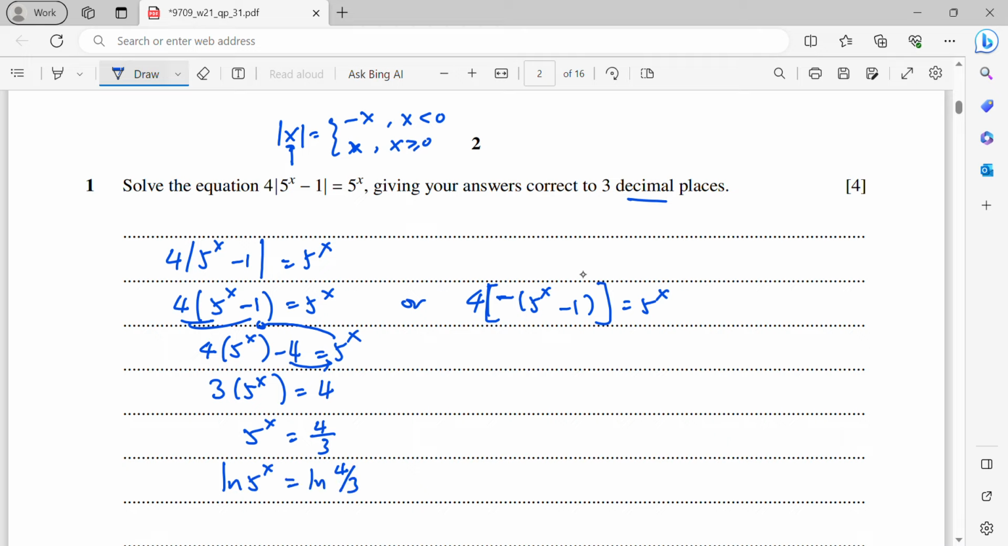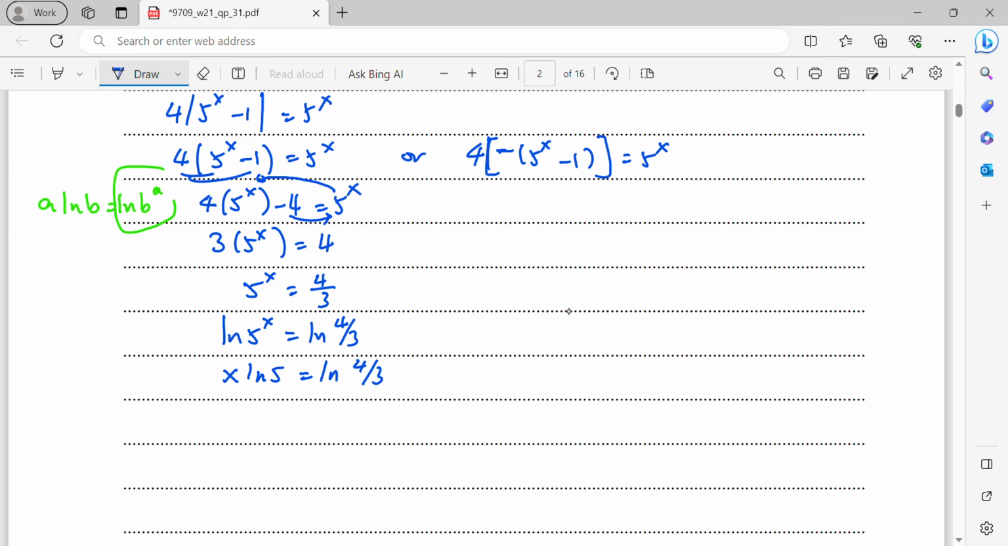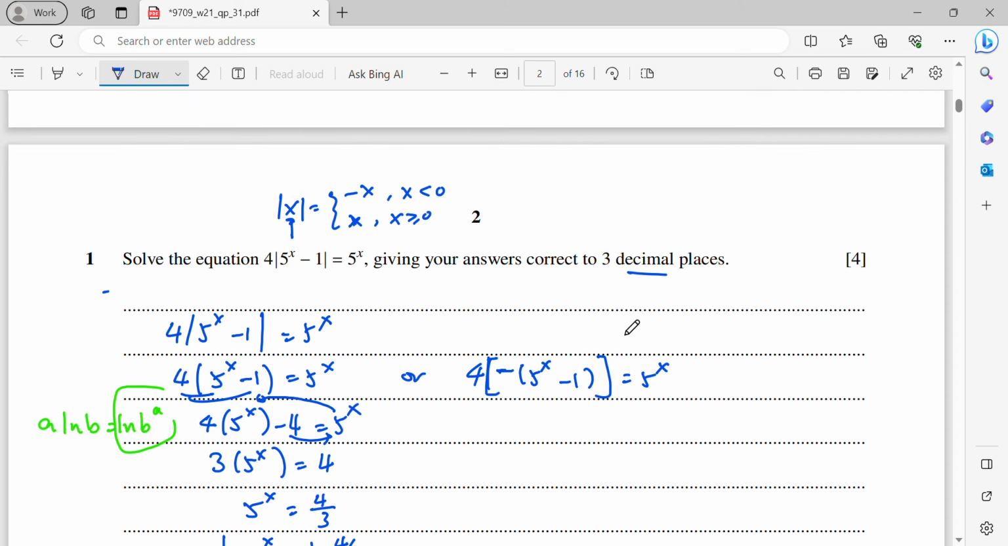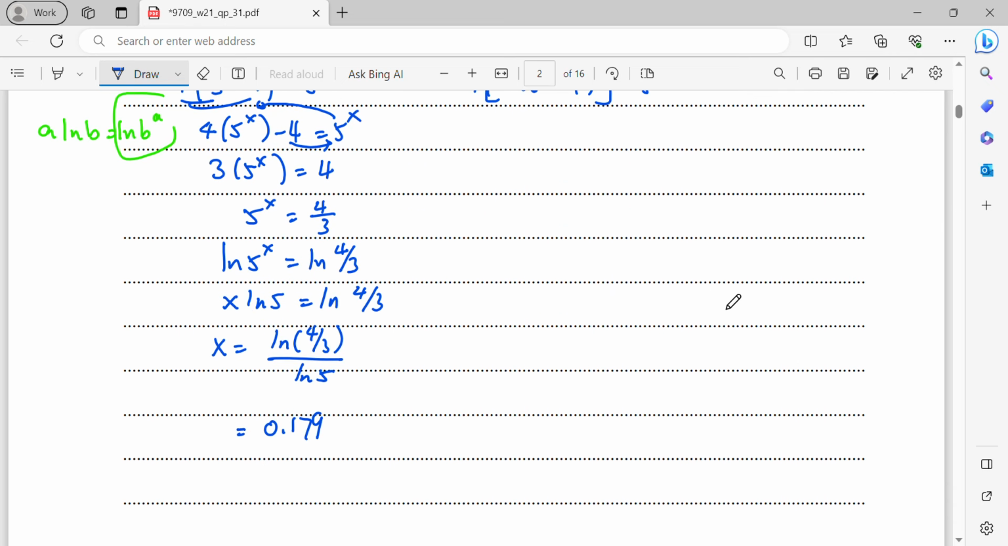Now we have a formula here, a ln b equals ln b to the power of a. So you are given the right hand side, just move down the a and you will get the simpler form. So I will get x ln 5 equals ln of 4 over 3. Then at last, my x will be ln 4 over 3 divided by ln 5. That will be 0.179, correct to 3 decimal places. That is my first solution.